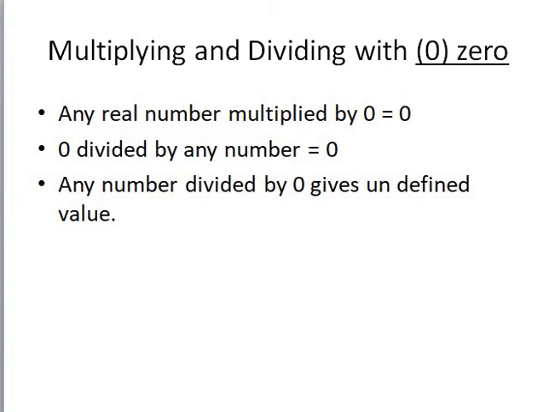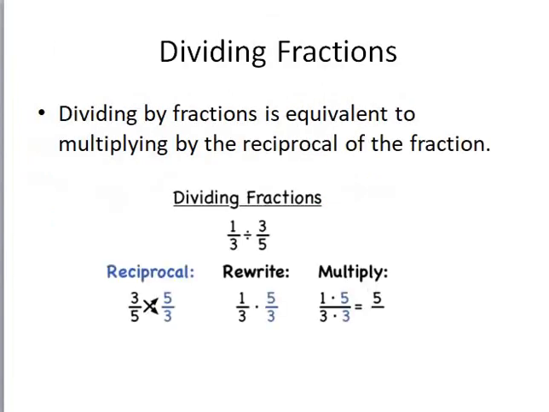Okay, now here is another rule, which is multiplying and dividing with 0. Any real number multiplied by 0 will give you 0, and 0 divided by any real number will be 0. The problem is if the 0 is in the denominator. If I say 8 divided by 0, 10 divided by 0, -5 divided by 0, any number that is divided by 0 will give me an undefined value. It's not a real number, it's an undefined value.